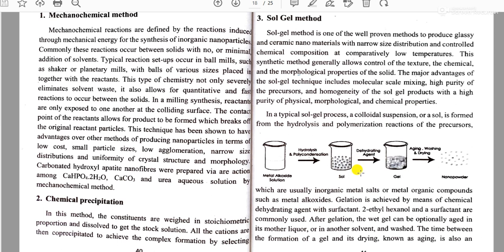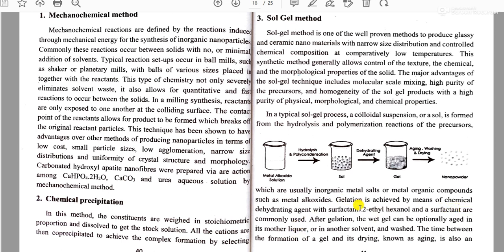Why do we use a surfactant? It is to prevent the agglomeration of these smaller particles. If these particles agglomerate, then the particle size will go beyond the nano range. Therefore, we are using a dehydrating agent along with a surfactant. For example, 2-ethyl hexanol and a surfactant are commonly used.